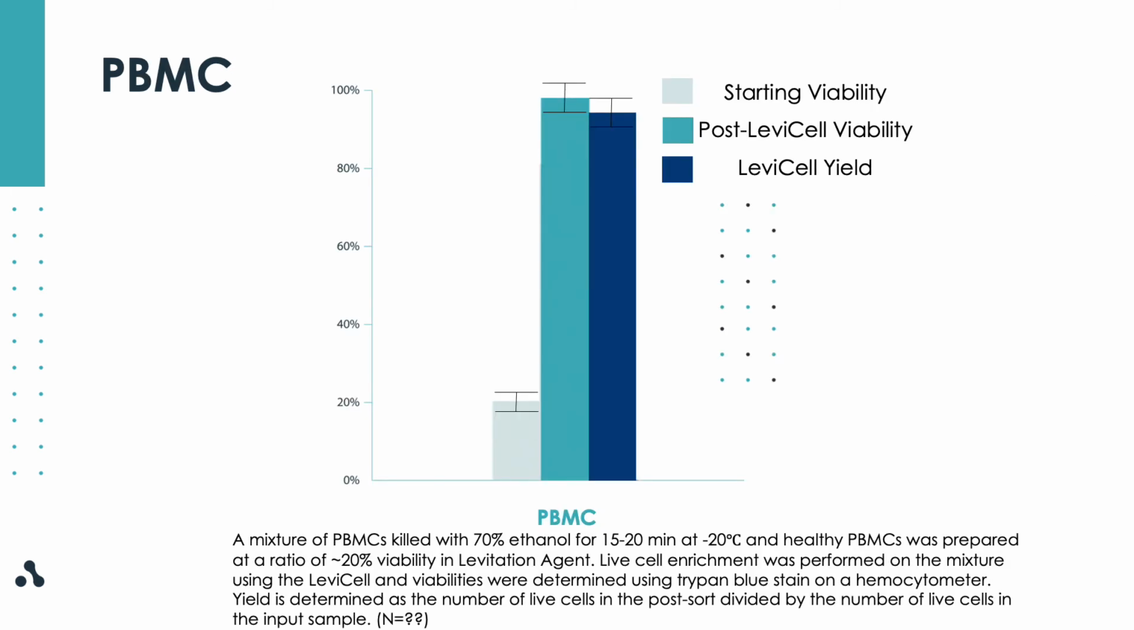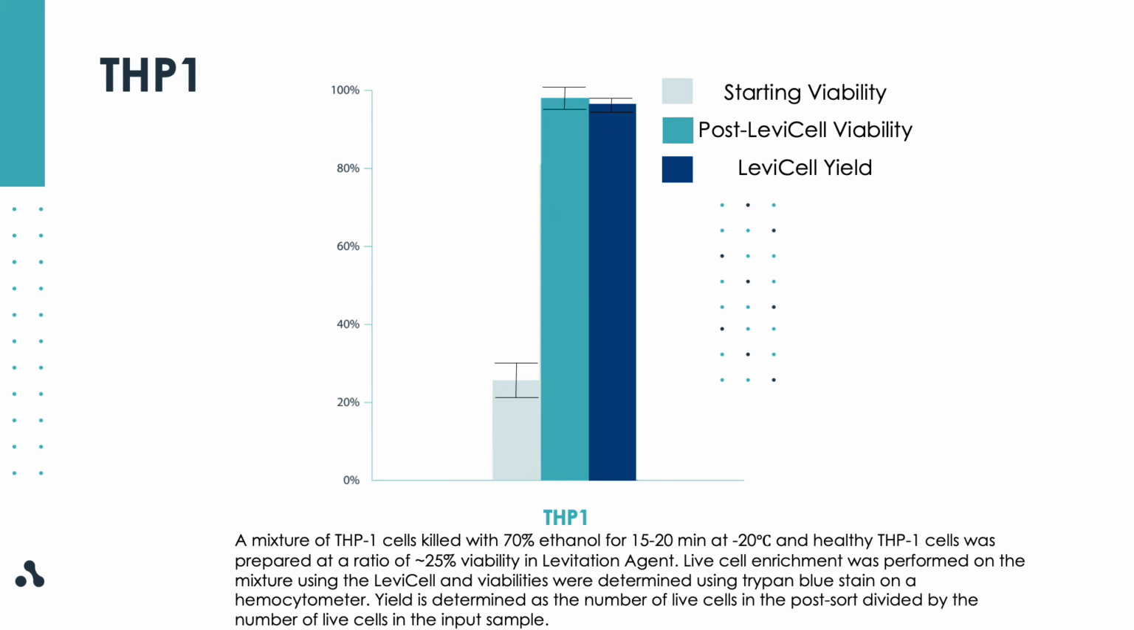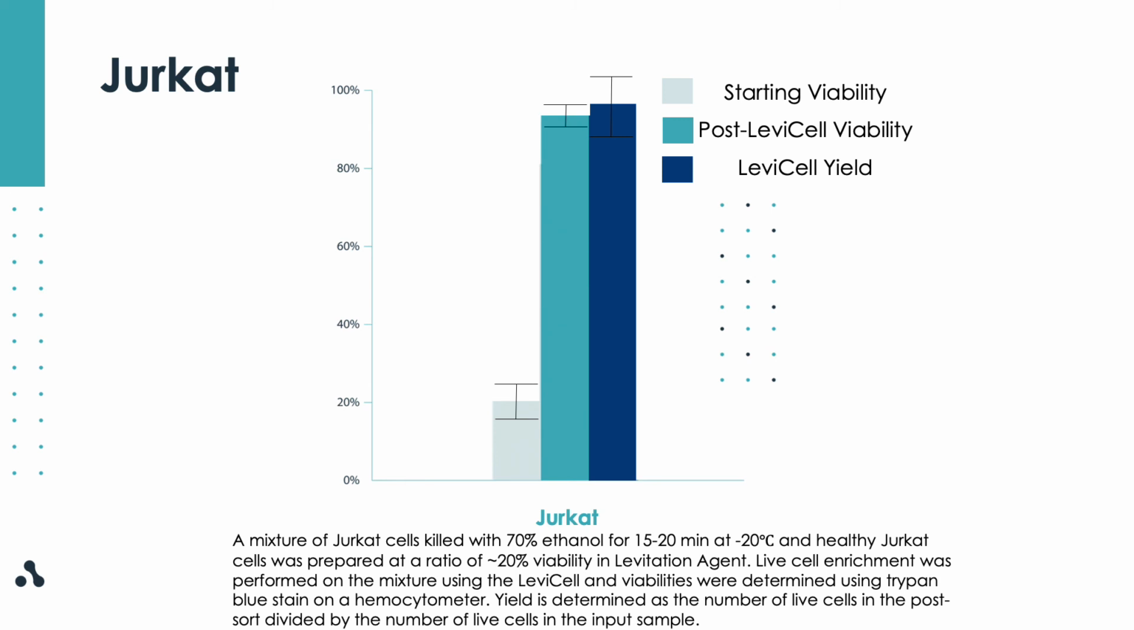To follow up with a few examples, here's a nice graph of a PBMC enrichment, starting at a very low viability of 20%, ending up at almost 100% viability and 90% yield. A THP1 example with similar performance metrics, and finally a Jurkat cell example. Now obviously the real proof of the technology is in how customers are using it, and I'll show you 2 very specific examples.